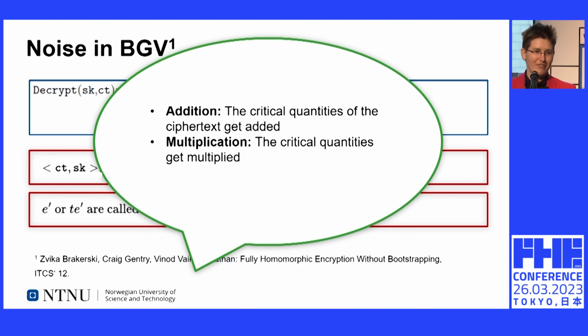And so obviously, if we add or multiply ciphertexts, then the critical quantity gets added and multiplied too. So even if everything was way below qi when we started, it is not necessarily so after we evaluated a couple of operations. Just to give an idea what happens, if we add two ciphertexts, then the critical quantities get added. If you multiply two ciphertexts, then the critical quantities get multiplied. And there are quite a lot of other operations that also affect the critical quantities and the noise.